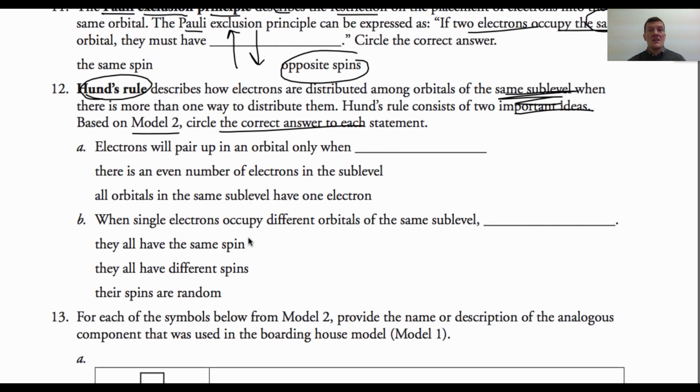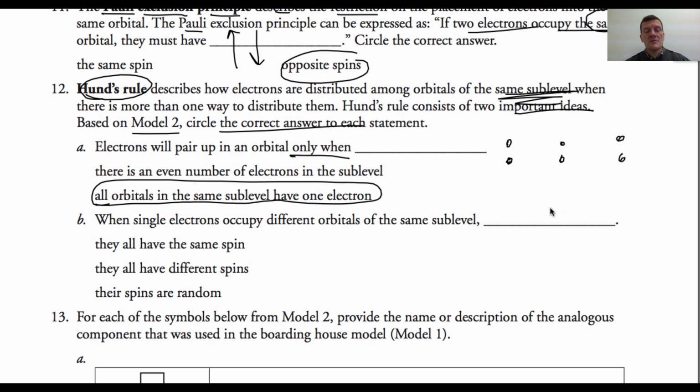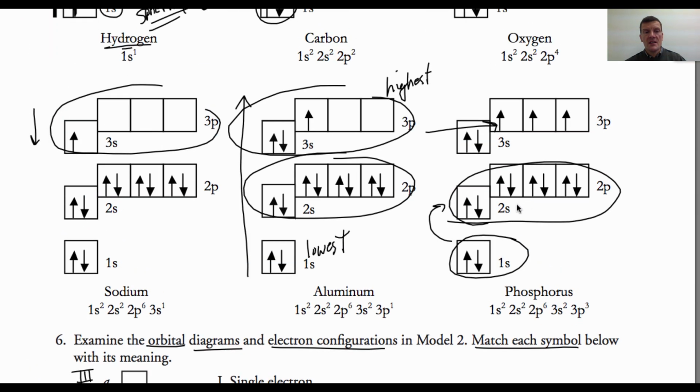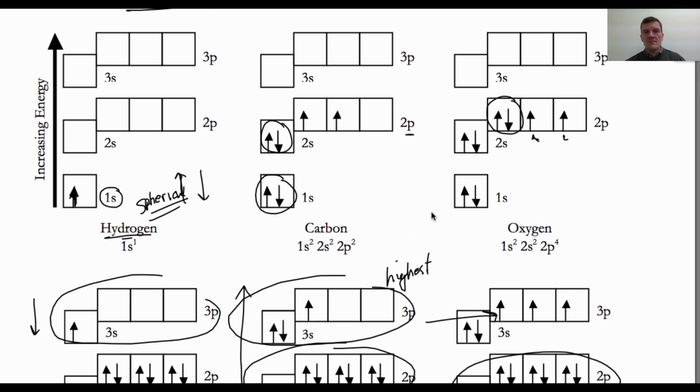So basically, we already talked about this, but you cannot put two boarders in a bunk bed until you have one in all of the bunk beds at the same energy level, in the same set of rooms, if you will. So electrons will pair up in an orbital only when all orbitals in the same sublevel have at least one electron. So you put one electron in each of the orbitals first, and then you're going to pair them up in their bunk beds. Okay? And then you should see that here. That is clearly marked and distinguished, especially right here.